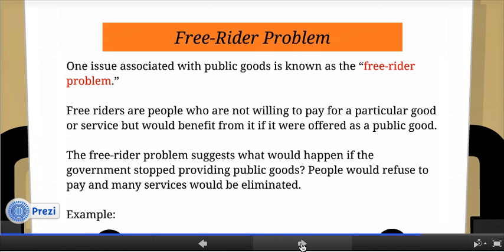The free rider problem suggests what would happen if the government stopped providing public goods. People would refuse to pay and many services would be eliminated. Can you guys think of an example? What about fireworks? What if fireworks were funded privately and you didn't pay for them, but you were still going to go out in your backyard in a lawn chair and watch them? That's an example of the free rider problem.